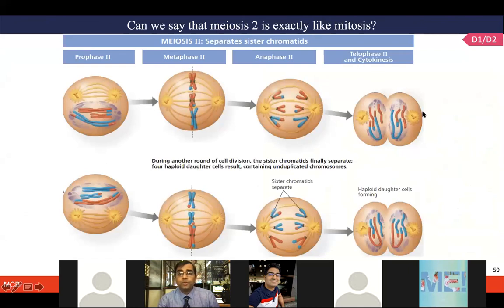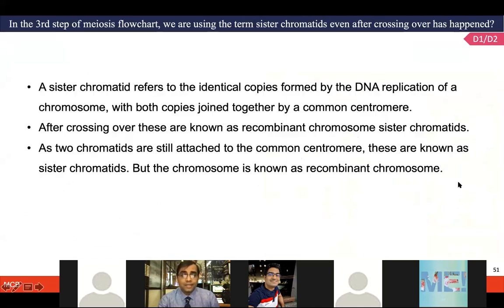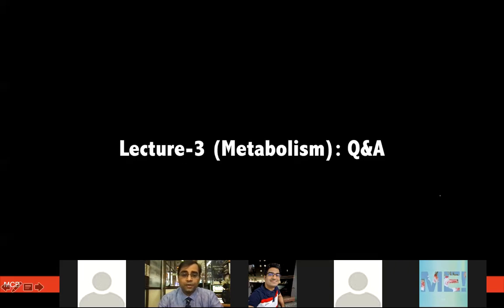Can we say that meiosis 2 is exactly the same as mitosis? Yes. In the third step of the meiosis flowchart, we are using the term sister chromatids. I think I've explained that now, and we have mentioned some explanation here, so you can read that.